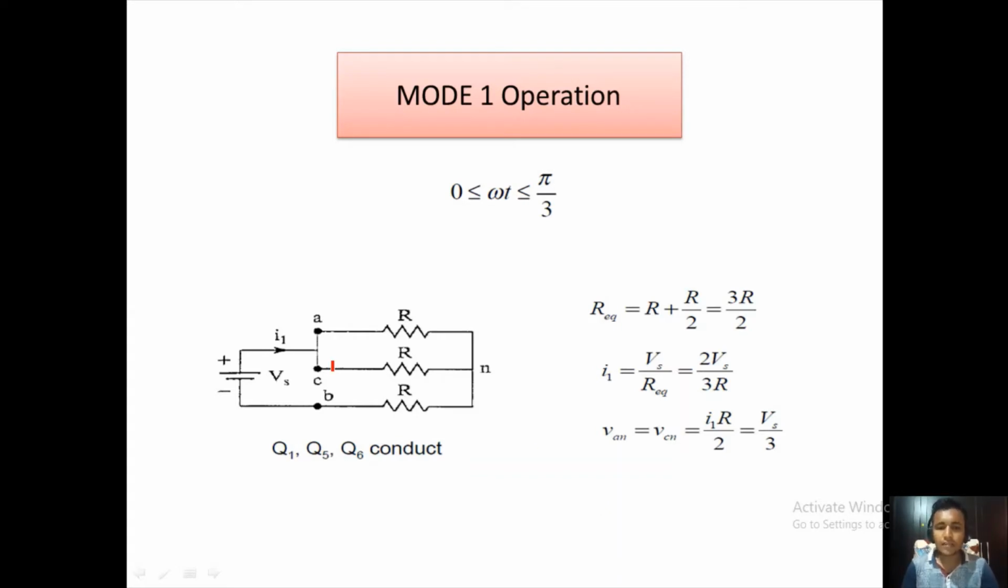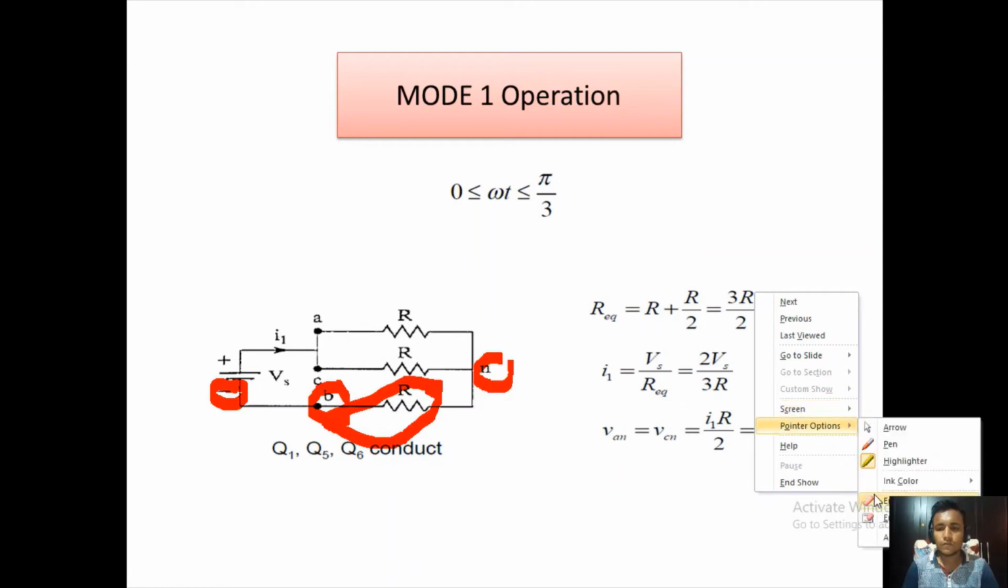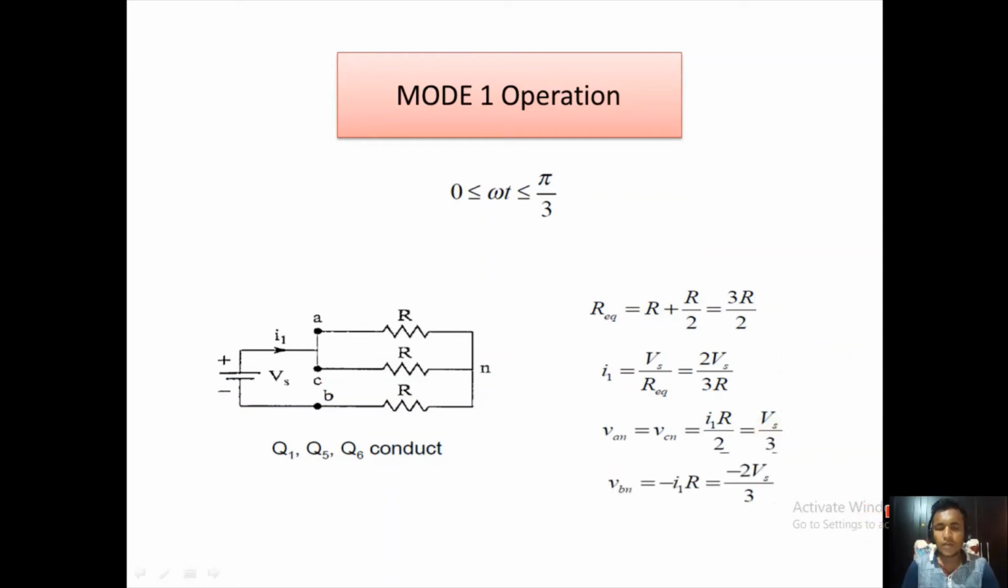And the last one, phase voltage BN. We know that B is connected to the negative terminal of the DC supply. So we can write VBN is equal to minus I1 into the resistor R, that is VBN is equal to minus I1 into R. So the answer is minus 2Vs by 3. So we have found in mode 1 the phase voltages AN, BN and CN. AN and CN are similar, and then VBN.